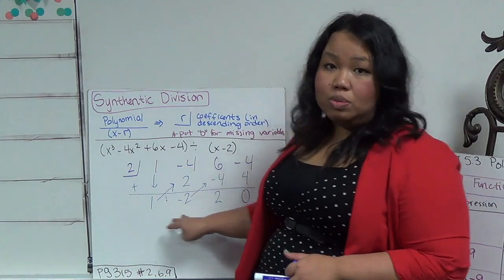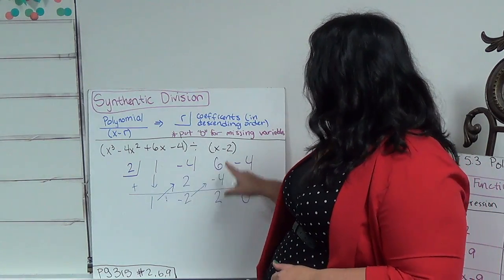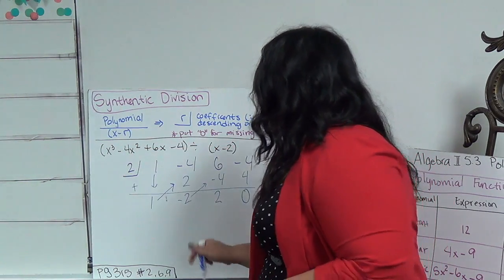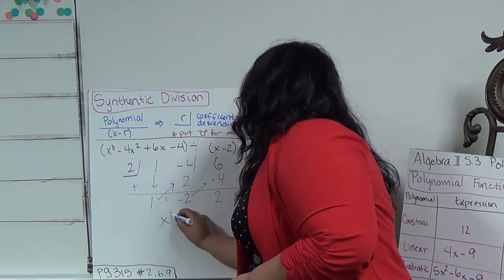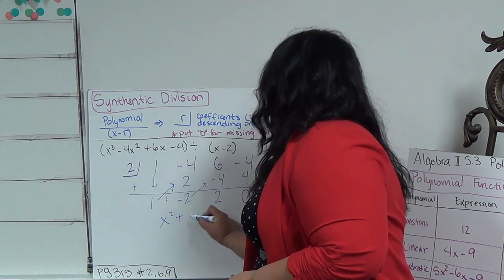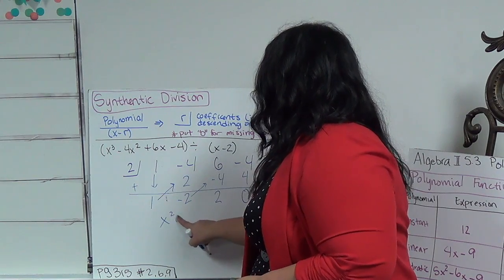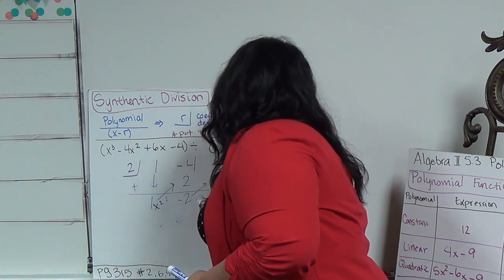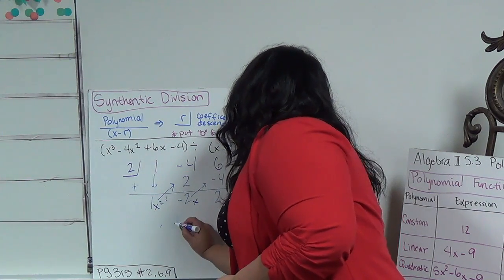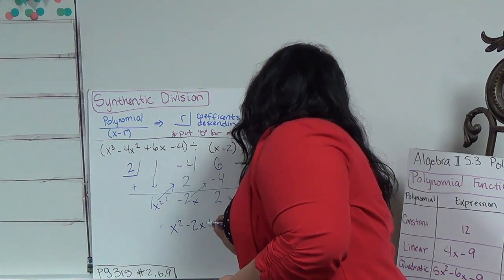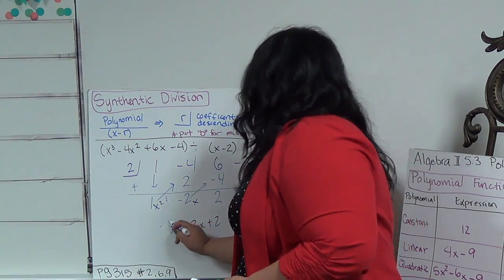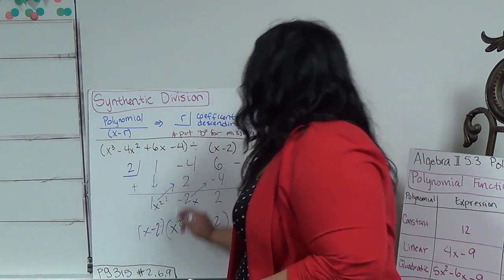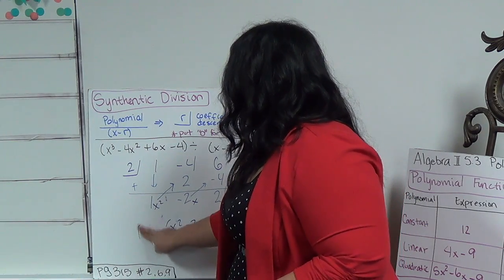Okay? So these coefficients mean something. If I divide this by this, my answer starts with 1 lower. See how this starts with x cubed? I'm going to start with x squared. This represents x squared, this represents x, and this is my coefficient. So it's x squared minus 2x plus 2. That means if I multiplied it out, I would get my original. So this is my answer.